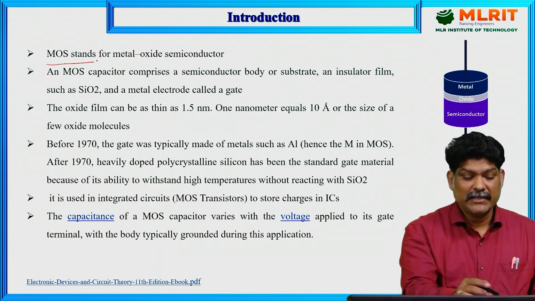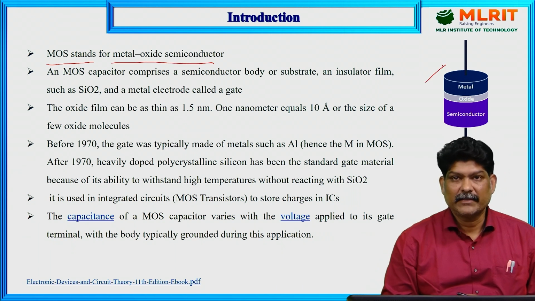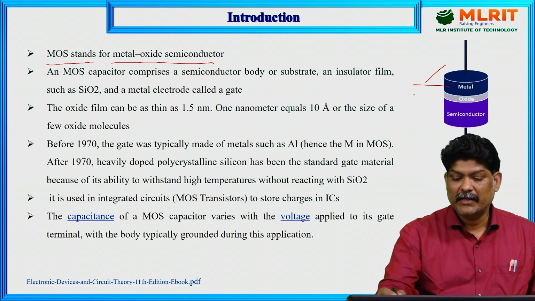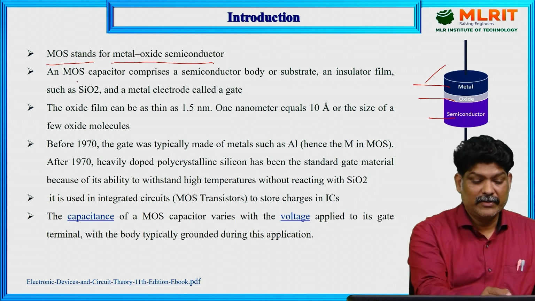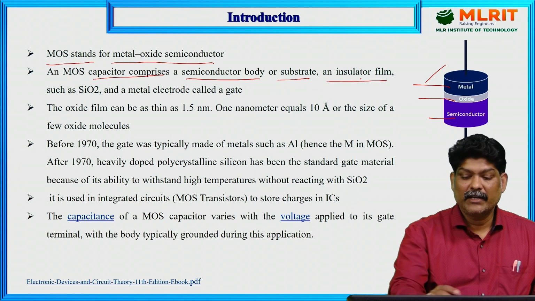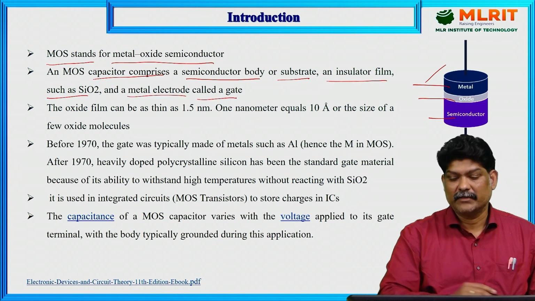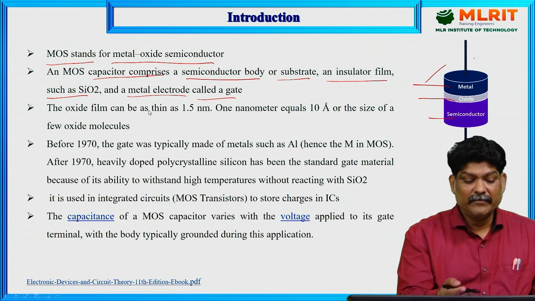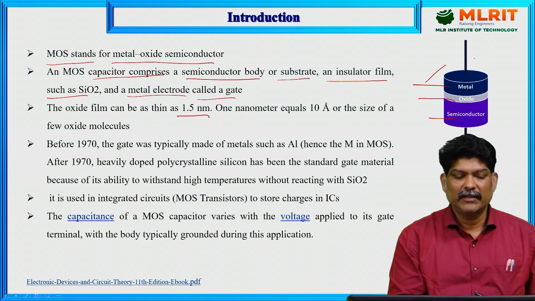So we know what a MOS capacitor is. MOS stands for metal oxide semiconductor. This is the basic structure of a MOS capacitor. It's a three-layered device. The three layers are metal, oxide layer, and semiconductor layer. A MOS capacitor comprises a semiconductor body, substrate, an insulator film such as SiO2, and a metal electrode called the gate. So this is the metal electrode, the gate terminal. The oxide film can be as thin as 1.5 nanometers, a very thin layer of oxide.